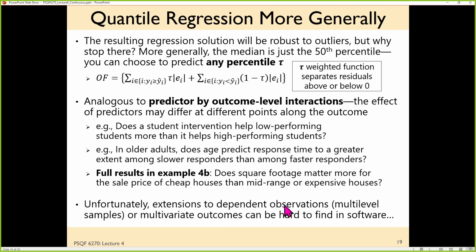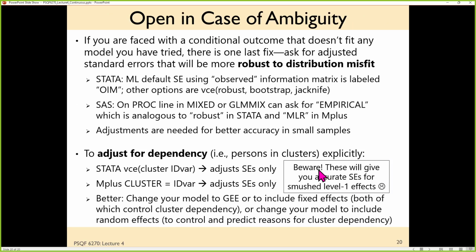Unfortunately, I have found very few applications that extend this model to dependent samples. Like, multi-level quantile regression is not a standard thing. There's no reason it couldn't be, but it's not a thing you can find easily. And very last slide here, in the case of ambiguity.